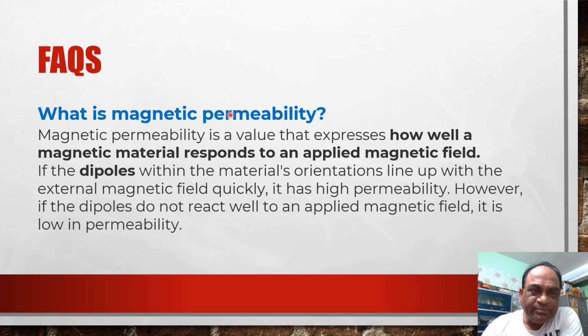So, what is magnetic permeability? That I have already defined. I'm reading it once again. Magnetic permeability is the value that expresses how well the magnetic material responds to the applied magnetic field. If the dipoles within the material line up with the external magnetic field quickly, it has high permeability. However, if the dipoles do not respond well to the applied magnetic field, it has low permeability.